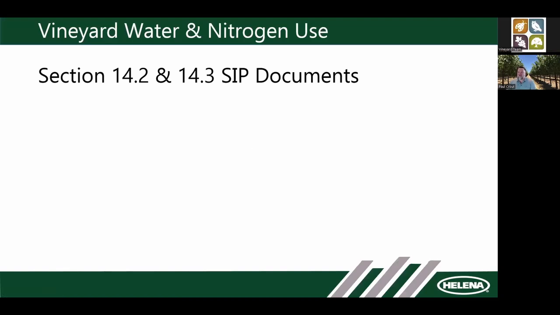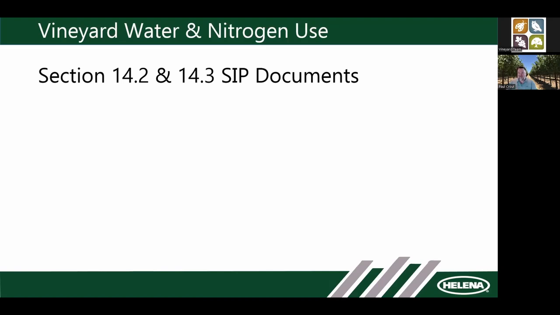So, vineyard water and nitrogen use. This is section 14.2 and 14.3 in the SIP documents. We'll be going through all of chapter 14, some of the initial information, and then we'll go over the calculator that is available, which makes some of these calculations really easy. And then I can show some specific examples within the actual site itself.